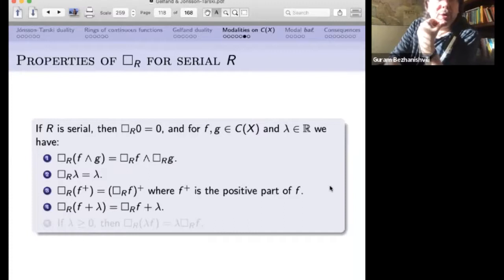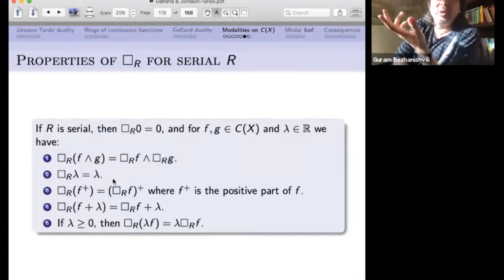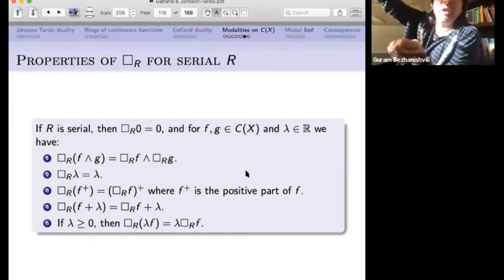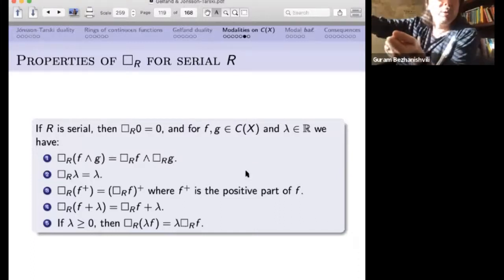So let me quickly go through these properties here. These are the properties that this box satisfies. And this is actually the axiomatization of box in this setting for this C of X. Look at axiom 1. This is standard. You have the same axiom for Boolean algebras. In axiom 2, what you have in Boolean algebras is 1 instead of lambda. But now instead of just 1, we have all possible values. Lambda can be any real number, and box will preserve it.